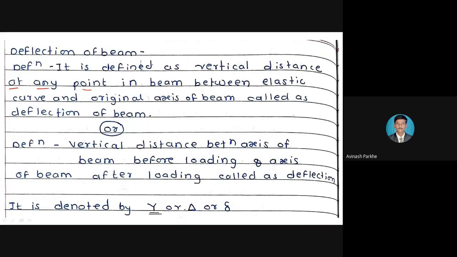Therefore, it is the vertical distance at any point in between elastic curve and original axis of beam is called as a deflection of the beam. And the second definition is also represented vertical distance between axis of beam before loading, that is horizontal axis, and axis of beam after loading, that means axis of elastic curve. म्हणजे elastic curve चा axis आणि horizontal original axis ह्या दोन्हीतला distance म्हणजे तुमचं काय असणार आहे? Deflection असणार. And that deflection is denoted by the capital Y, or it is represented by delta. So this is the deflection of the beam.